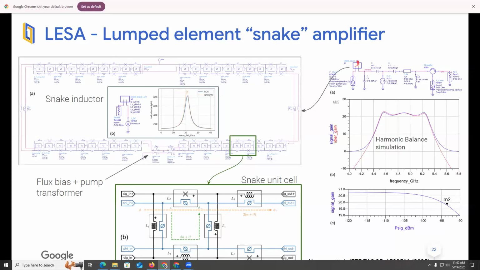So we do that. Here's this snake array. We can pump it, shunt it with the capacitor, connect it to a bunch of microwave elements, and do a harmonic balance simulation to see if we got any gain. And in fact, we do get gain, and it looks quite similar to what we designed and to what we measured. And also, you can increase the input power and see where the gain compresses, and that again gives us a result that is very similar to what we measured in the lab.